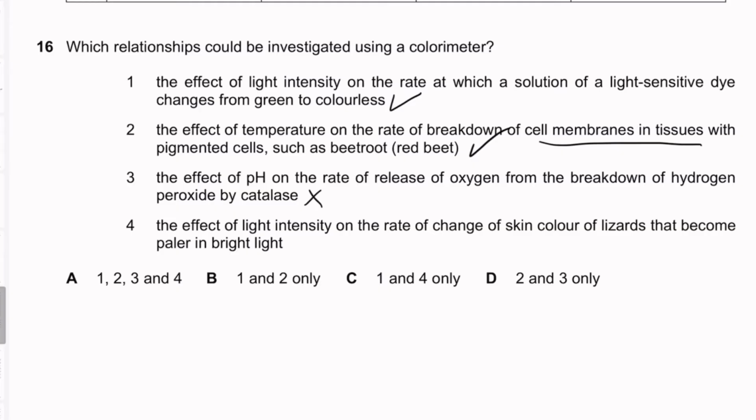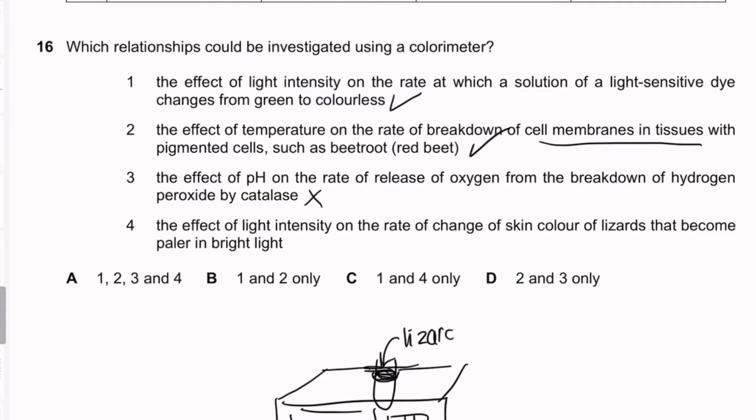So, on the rate of change of skin color of lizards, how a colorimeter works is you put the colored liquid inside a cuvette, which is like a small test tube, and then you place this cuvette inside the device. It's like some type of box, and it has readings shown and some things that you can insert into it. So you cannot put a lizard inside that, right? You cannot. And so we cannot say this is right. It's B.